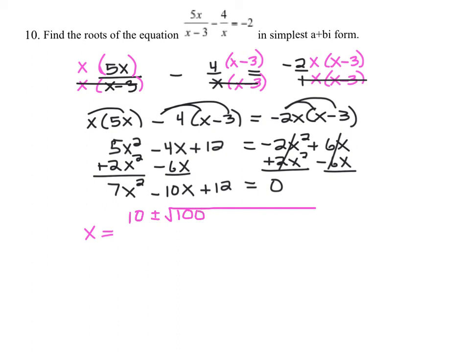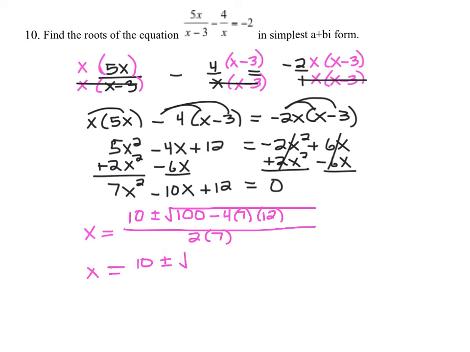If you want to write negative 10 in parentheses and square it, you could do that. And then minus 4 times a, which is 7, times c, which is 12. And that entire thing is going to be over 2 times a, so 2 times 7. Okay, so we have x equals 10 plus and minus.